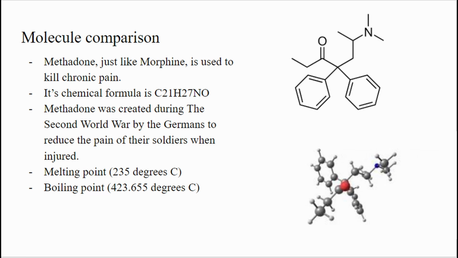It was approved for use as an analgesic in the United States in 1947 and has been used in the treatment of addiction since the 1960s. Its melting point is on average about 235 degrees Celsius, and its boiling point is about 423.655 degrees Celsius.